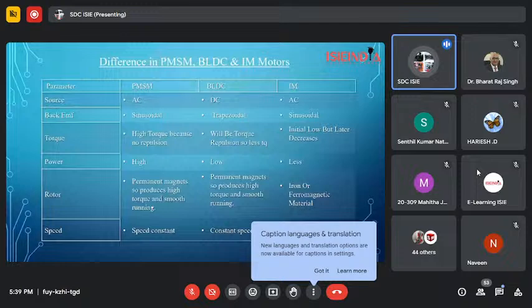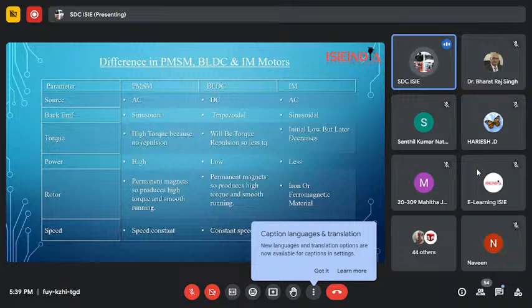So here we can see the difference between the PMSM motor, BLDC motor and induction motor. In the PMSM motor, we are using a source of alternating current. In the BLDC motor, we are using a direct current source, and in the induction motor, we are using an alternating current source. The back EMF generated in the PMSM motor will be sinusoidal, in the BLDC motor it will be trapezoidal, and in the induction motor, it will be sinusoidal.